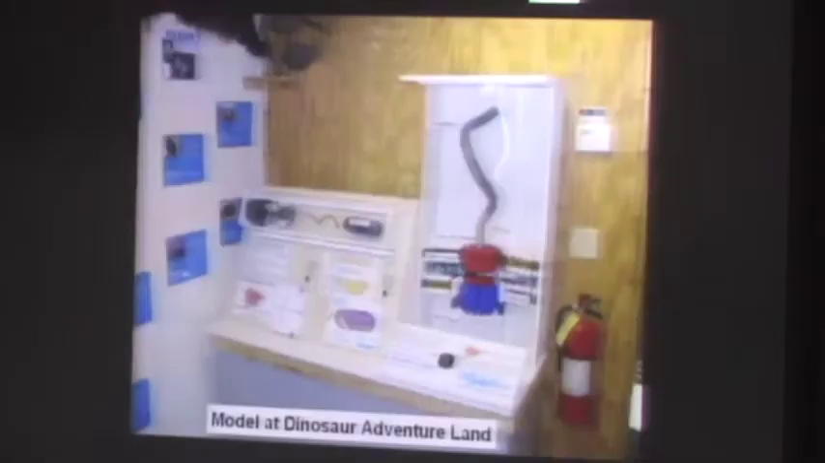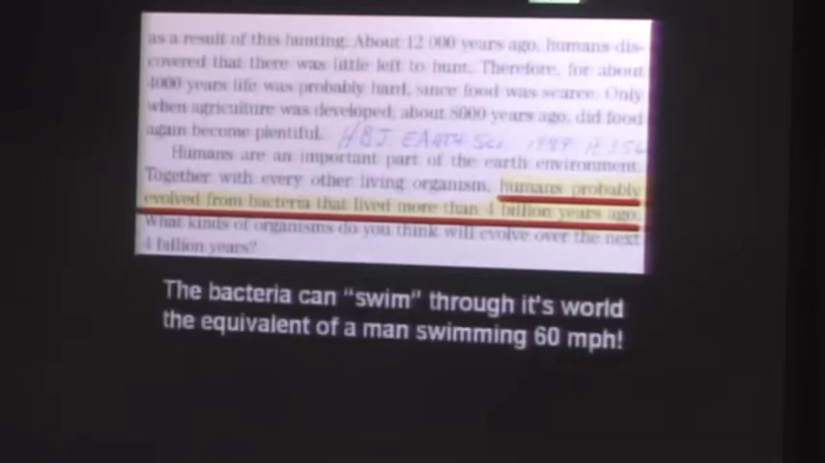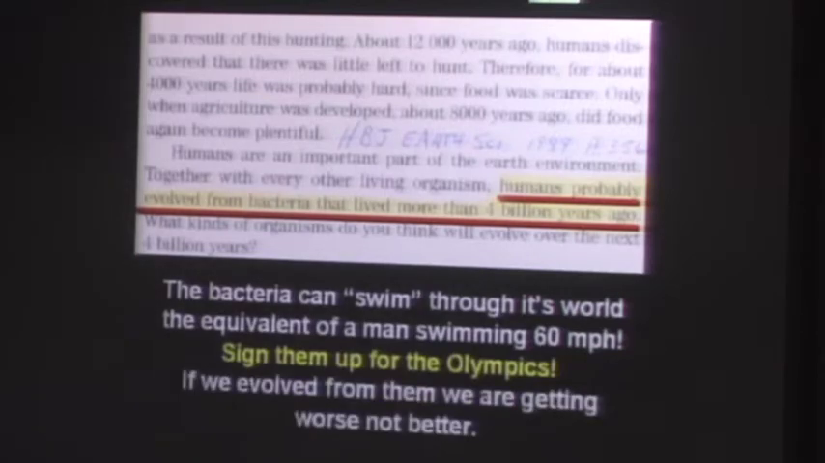We've got a little model of it in our museum if you want to come down and see how they work. And the textbook says, humans probably evolved from bacteria more than 4 billion years ago. What? They can swim through peanut butter 60 miles an hour. We should sign them up for the Olympics, man. We evolved from them? We're getting worse, not better.